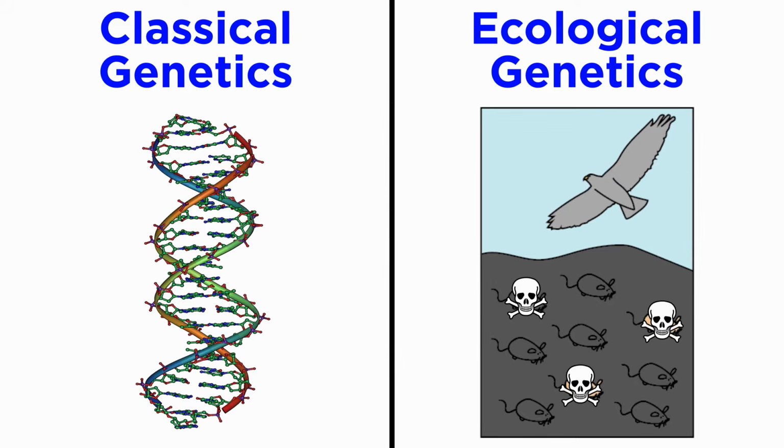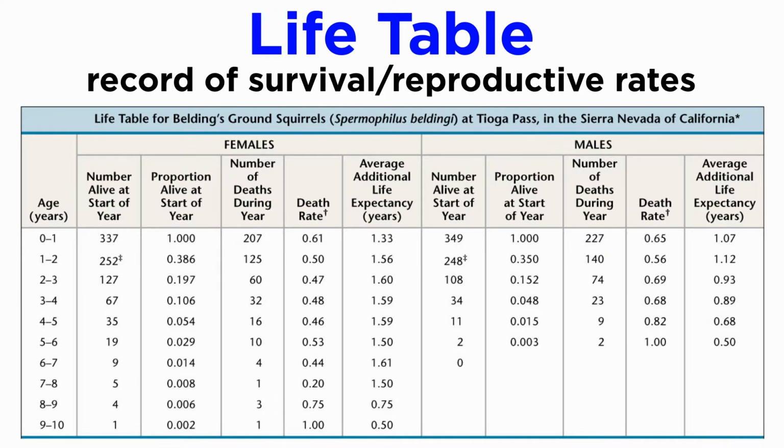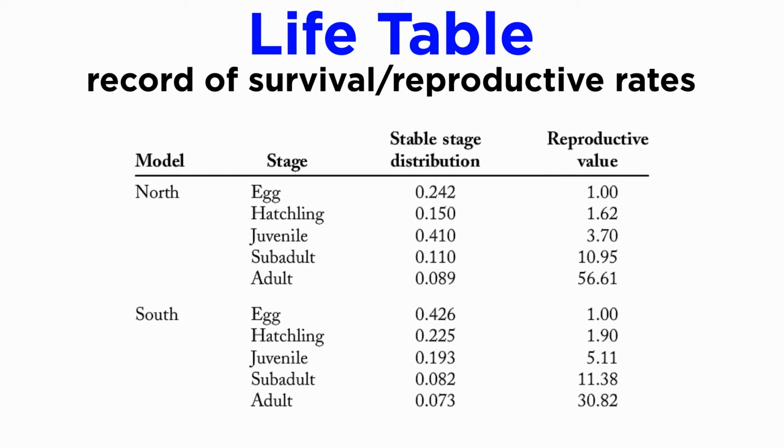Patterns of mortality are important to quantify, especially in endangered species. In ecology, a life table is a record of survival and reproductive rates in a population, broken down by age, size, or developmental stage, like egg, hatchling, juvenile, and adult. In a nutshell, life tables are concise ways of showing the probabilities of a member of a particular population living to or dying at a particular age.